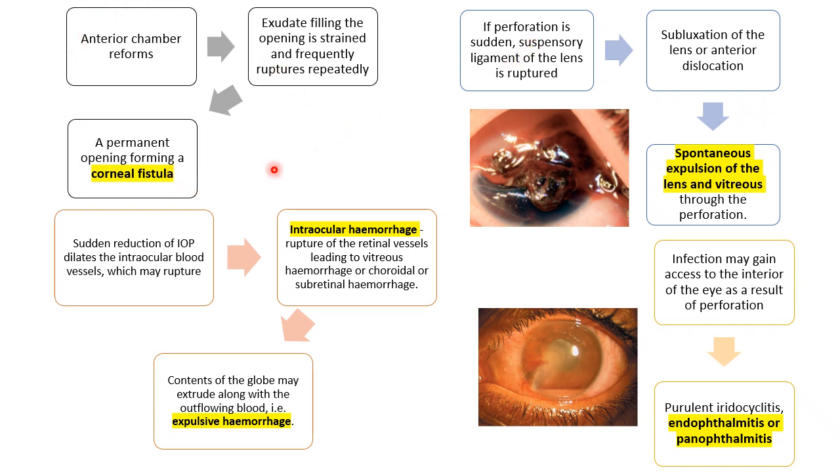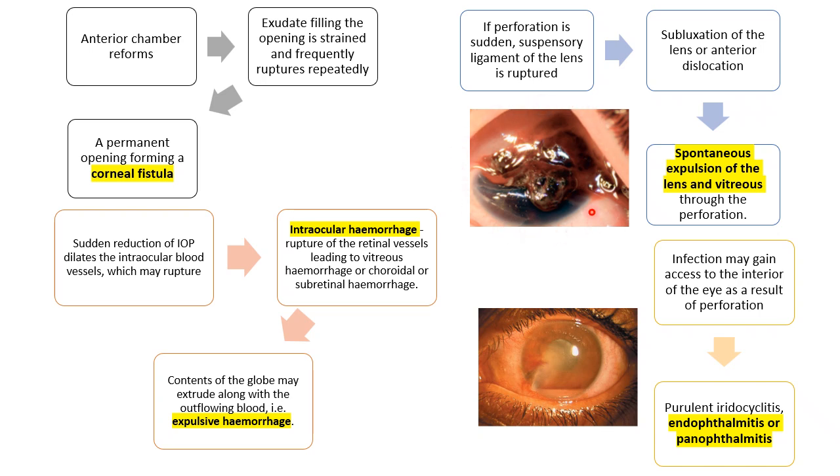Sometimes this is when the perforation is a slower process. If the perforation is sudden, the suspensory ligament of the lens may be ruptured, and a sudden decompression would lead to subluxation of the lens or even its anterior dislocation, along with spontaneous expulsion of the vitreous and the lens through the opening that has formed over there, the perforation. And this is what it looks like.